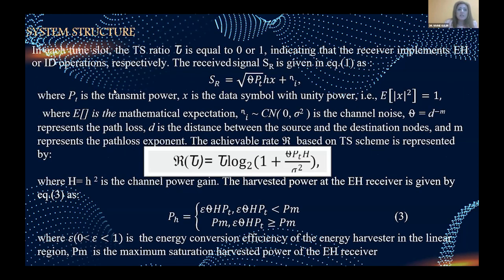So in each time slot, the time switching ratio tau is equal to either 0 or 1, indicating that the receiver implements either energy harvesting or information decoding. So the received signal is given by equation 1. Accordingly, the achievable rate is given by equation 2, and also the harvested power at the receiver is given by equation 3.